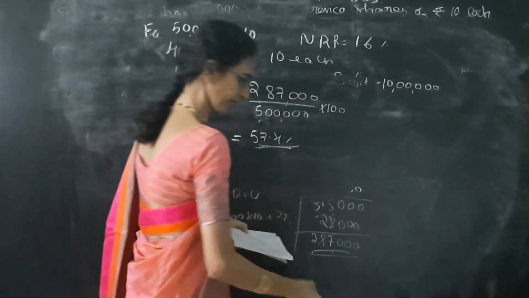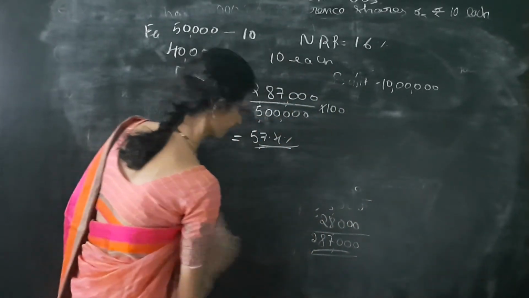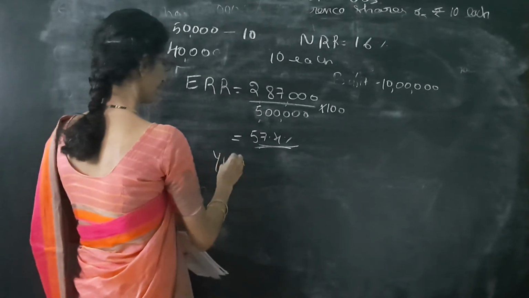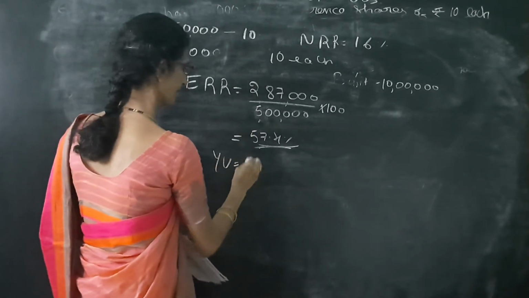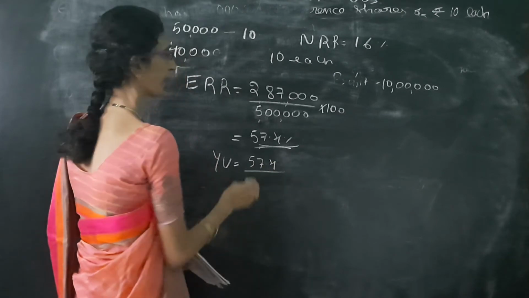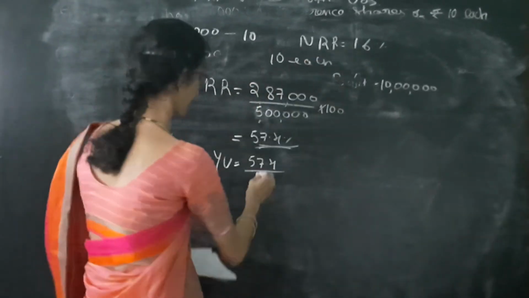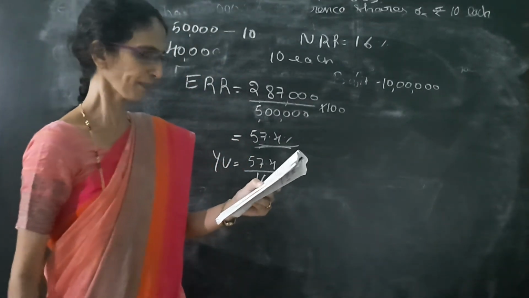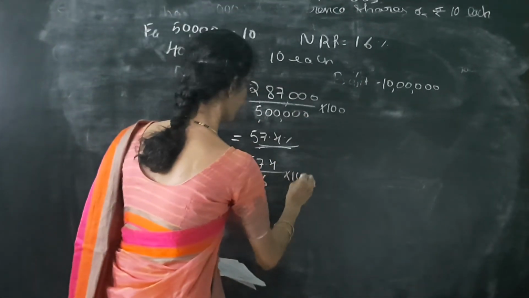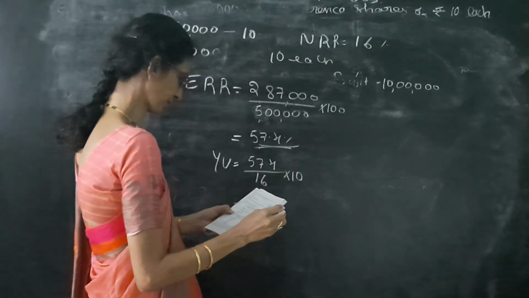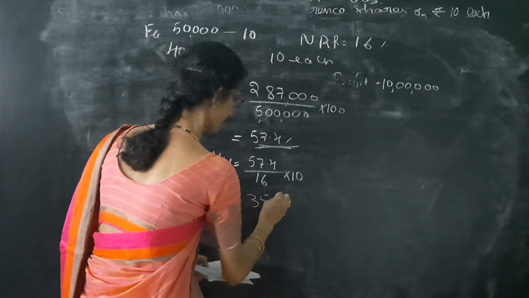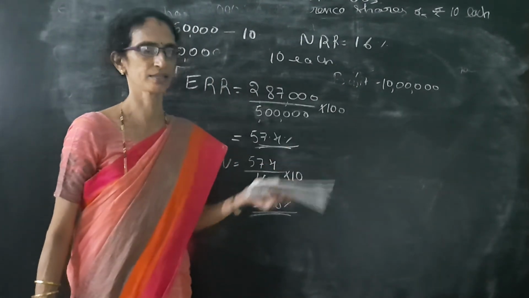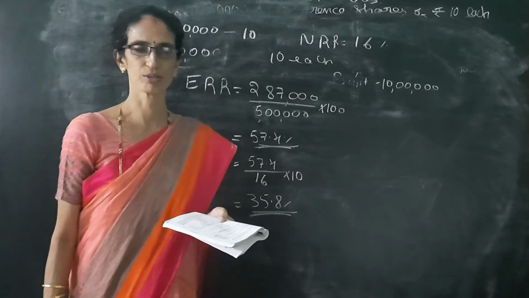Now we have to find out the yield value. Yield value is equal to ERR, that is 57.4, divided by NRR. It is given NRR is 16, into paid up value of each share. Paid up value of each share is 10 rupees, which is equal to 35.8%. So this is the yield value of the shares. With this we can end the problem. Problem is over. Thank you.